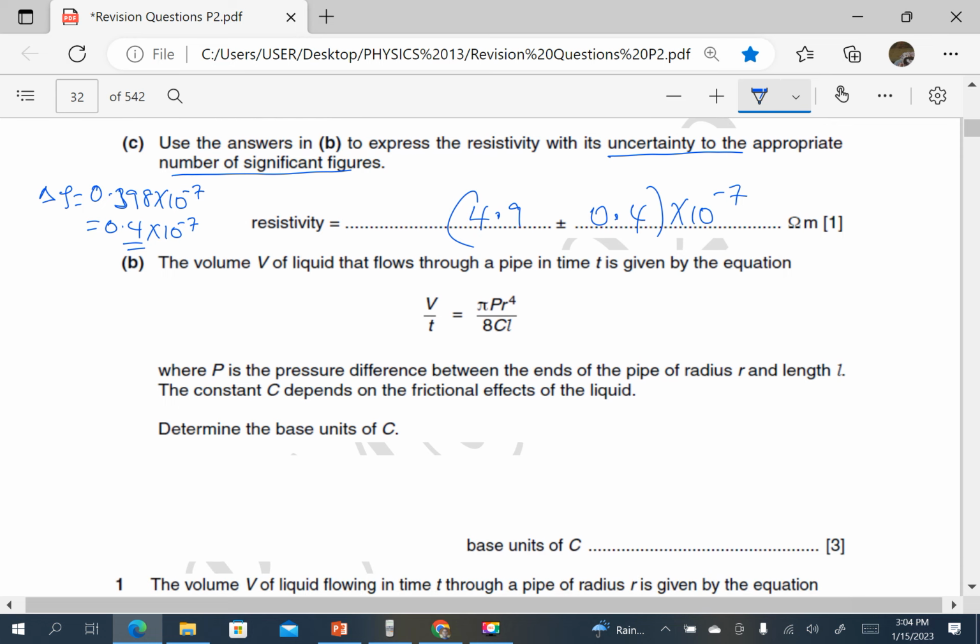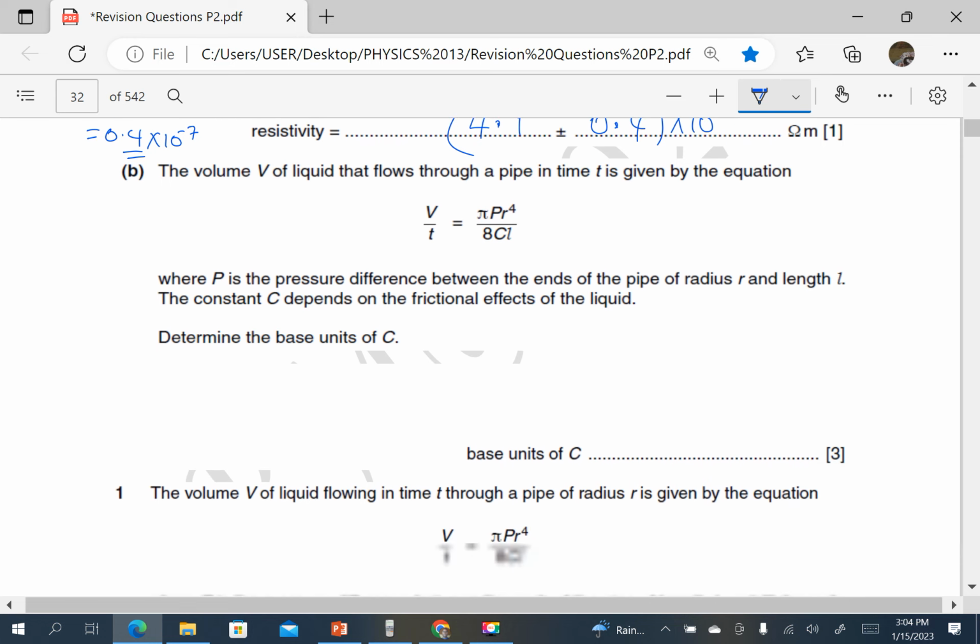The volume V of a liquid that flows through a pipe in time t is given by that equation. Determine the SI base units of C. P is pressure. The base units of pressure, that is force over area, which is kilogram meters per second squared divided by meters squared, which is kilogram per meter per second squared, that is pressure. Then R is radius, that is in meters. Because it is R power 4, it is meters power 4. Then C depends on the frictional effects of the liquid. L is length, base units of L, that is meters.